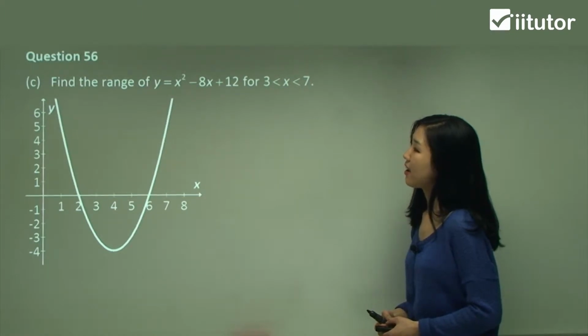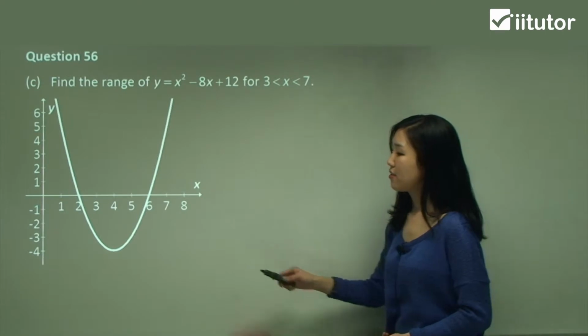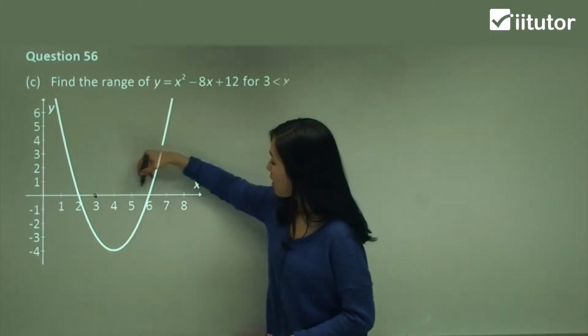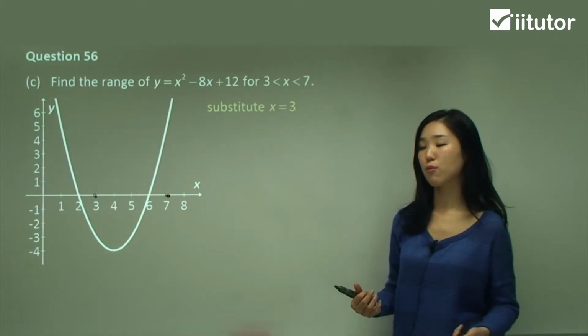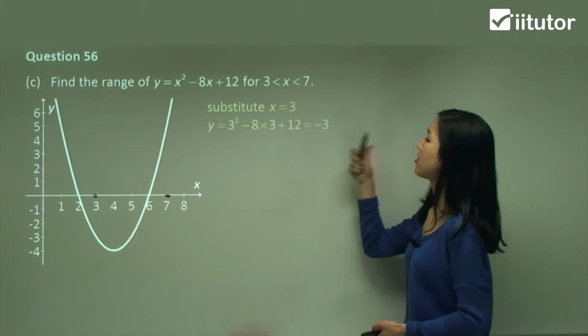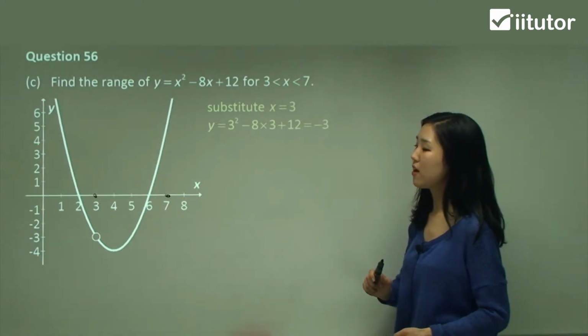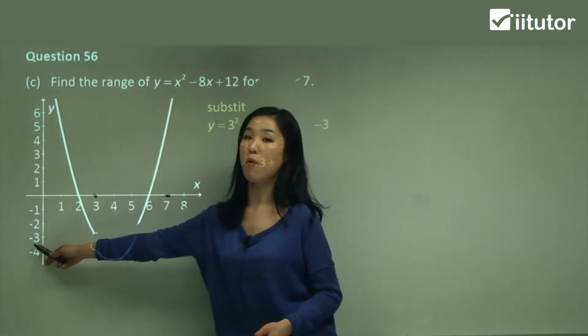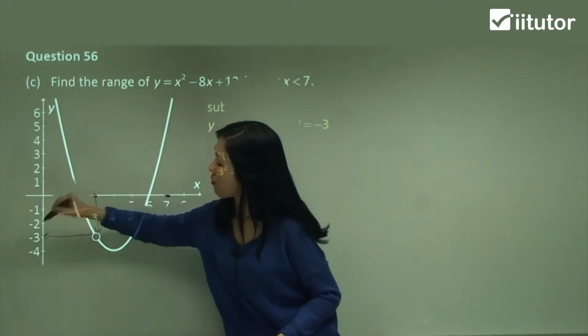Now C. This time x is between 3 and 7. I'm going to start by substituting x equals 3 into the equation, and you should get negative 3. So the corresponding value for x equals 3 is negative 3 for y. That particular point is negative 3 for y.